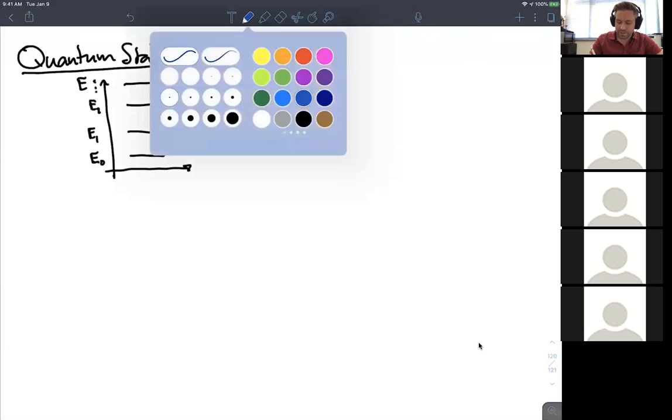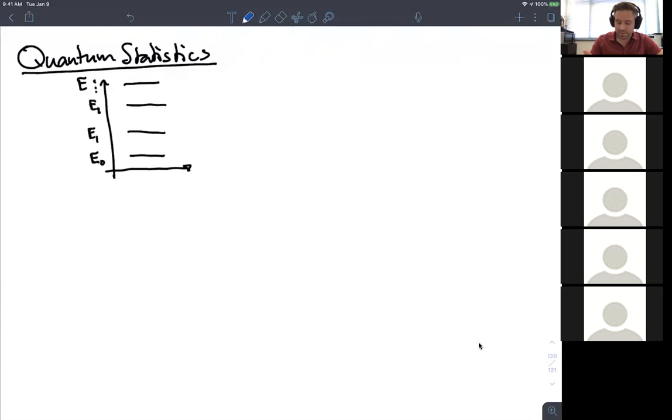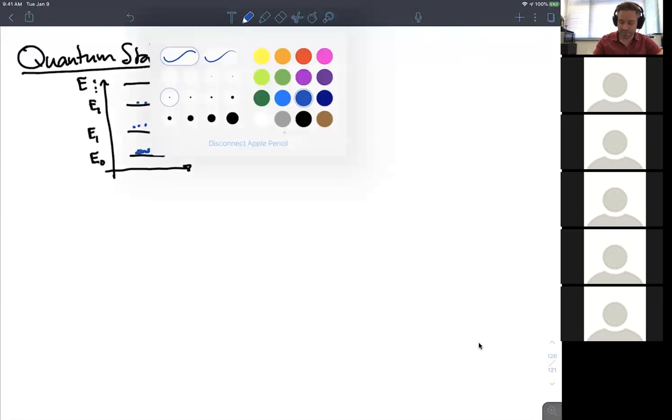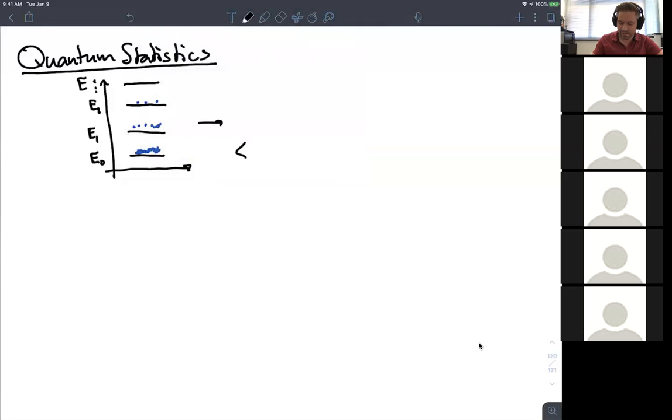Then, in general, as we've already talked about, what we're going to do is throw some particles into the system. They're going to fill up our energy levels. And in general, what we want to do is to calculate the average occupation numbers of each energy level, and so on and so forth. Okay, so that is our goal. And that's what we're going to start doing in excruciating detail today. All right, so we're going to take a quantum system, we're going to throw in some particles, and we're going to try to calculate these average occupation numbers.